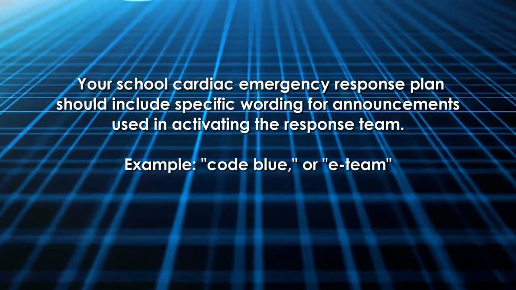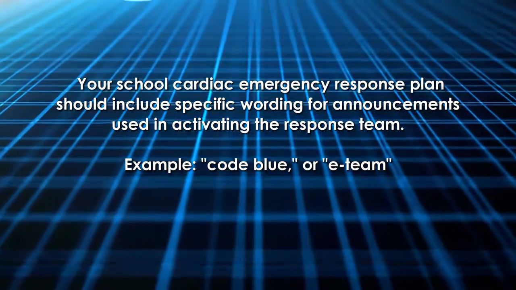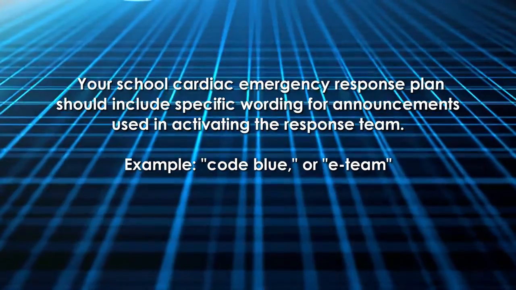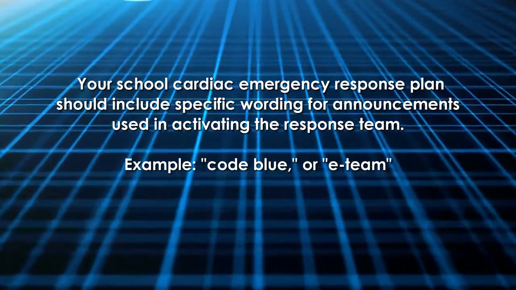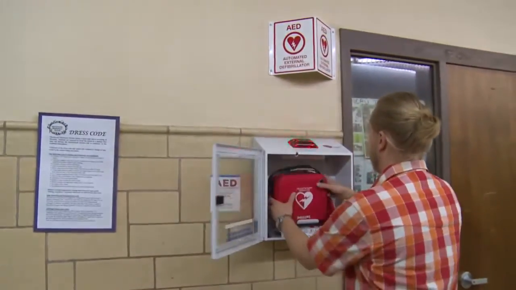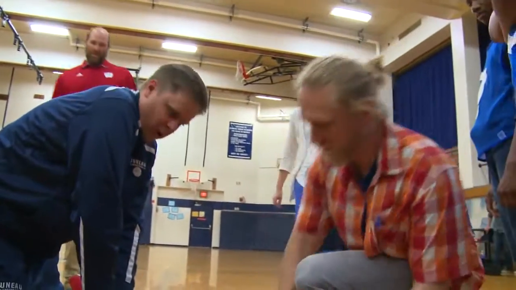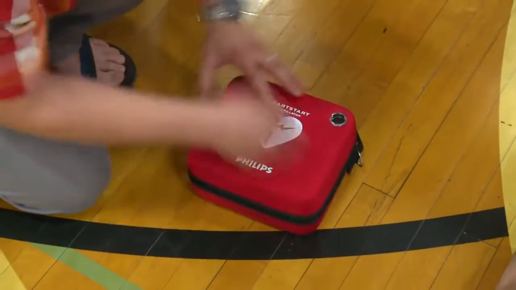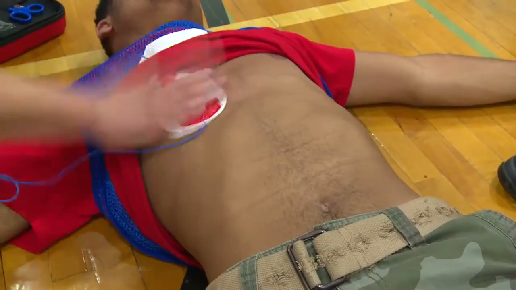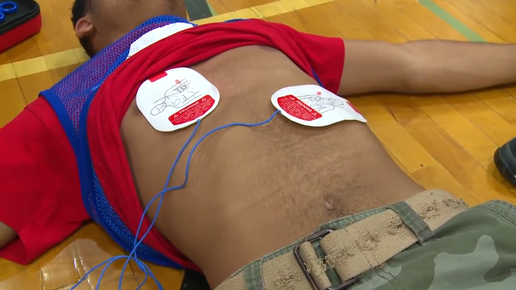Your school cardiac emergency response plan should also include specific agreed-upon wording for public address announcements used in activating the response team. Team members not involved in victim care should manage crowd control, removing students and others from the scene and keeping all non-rescuers out of the hallways. When the AED arrives, CPR continues and the AED rescuer opens the AED and attaches the pads to the victim's bare chest. Then follow the AED voice prompts.